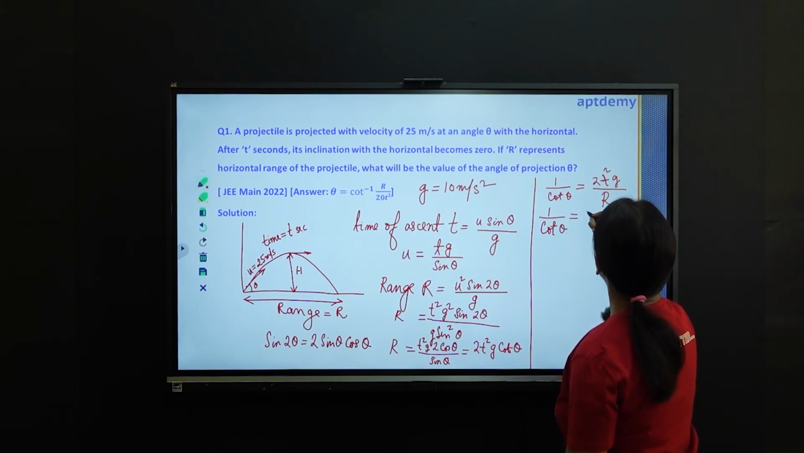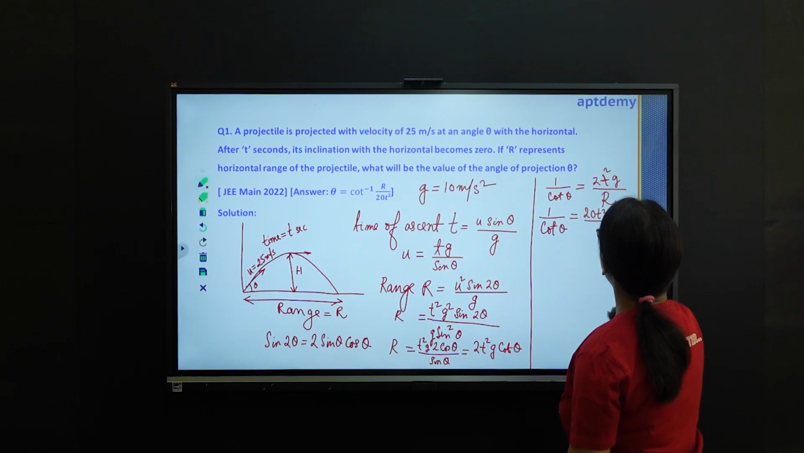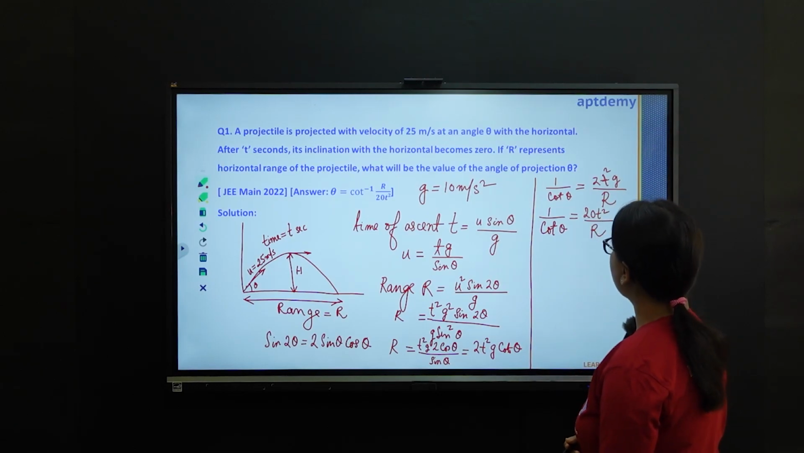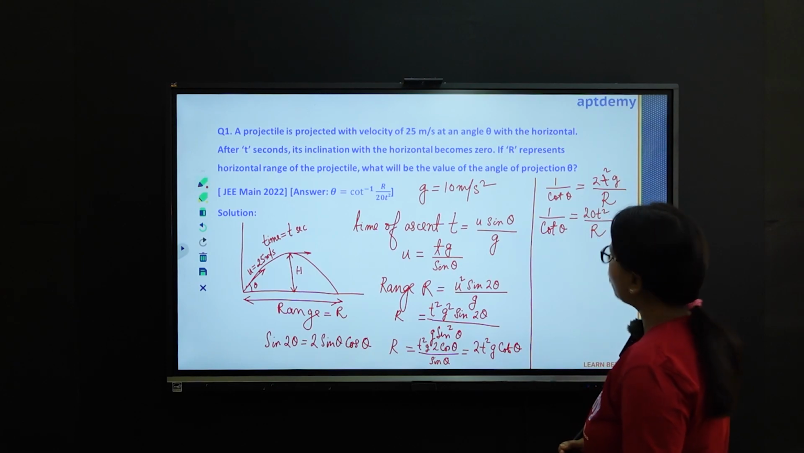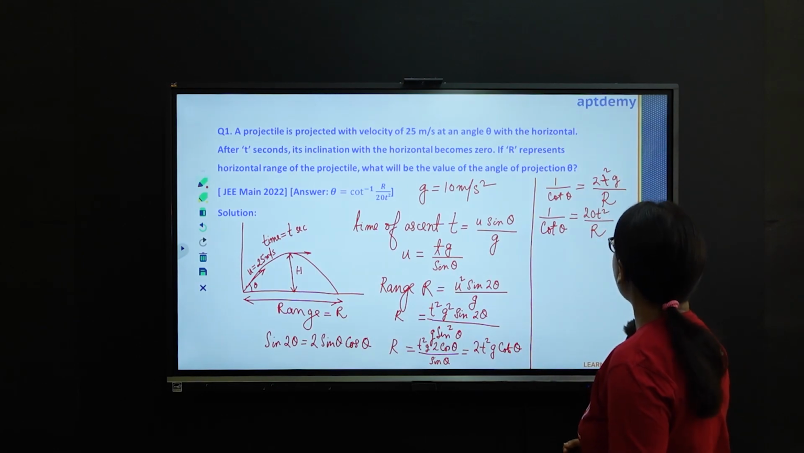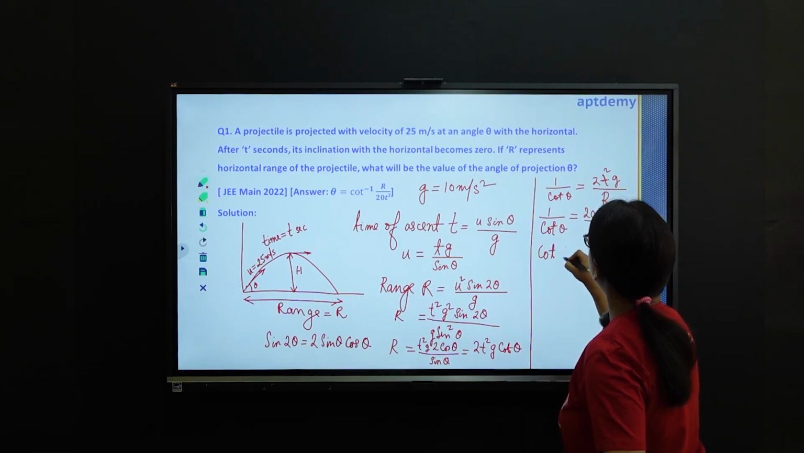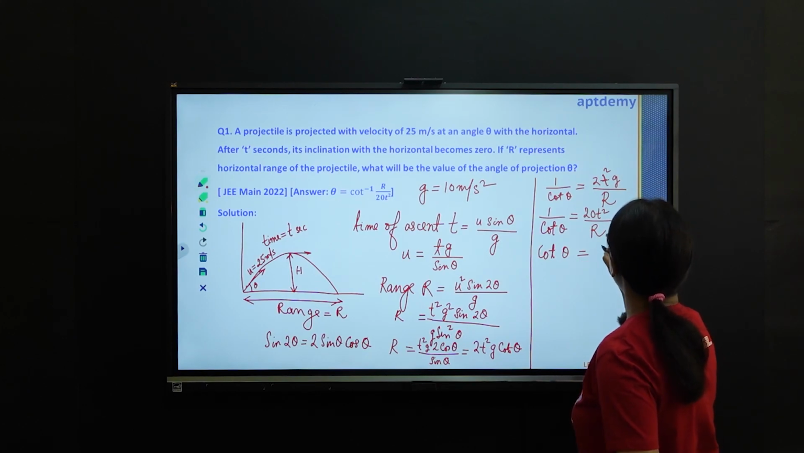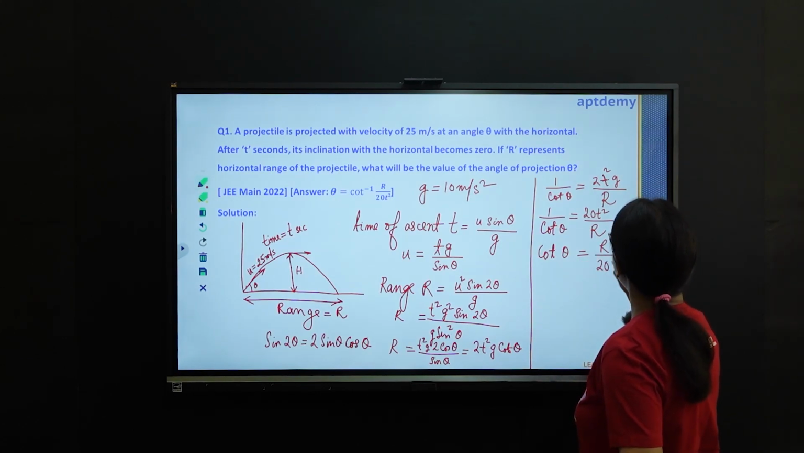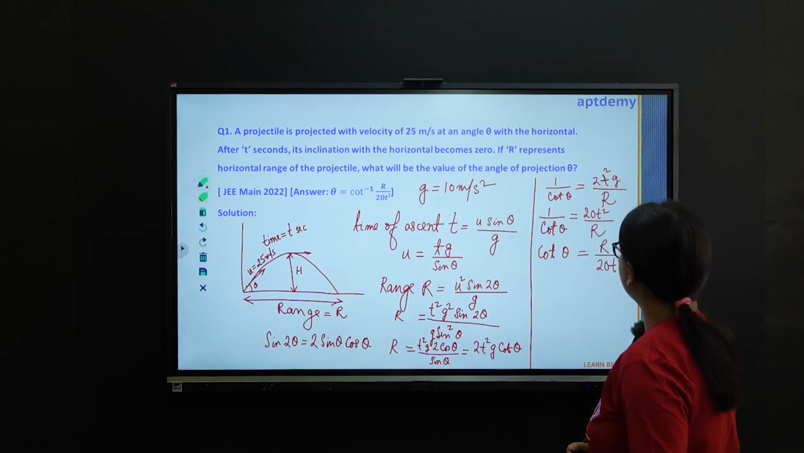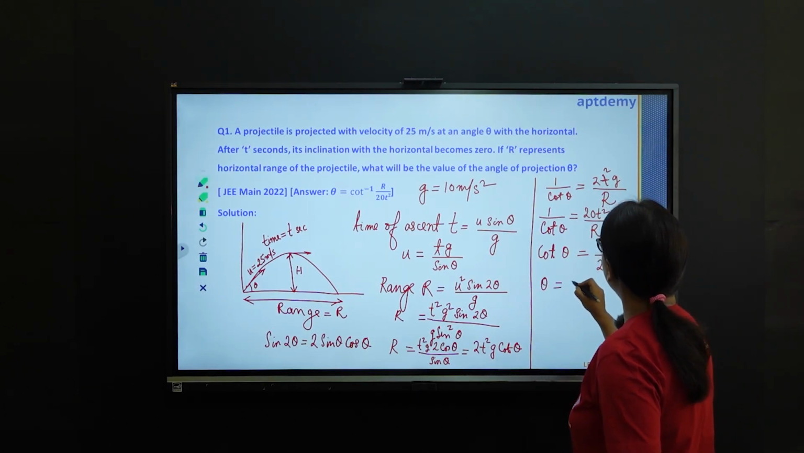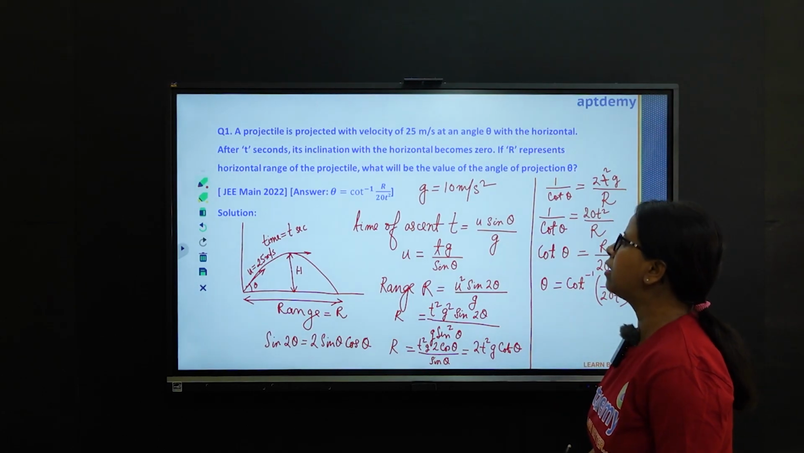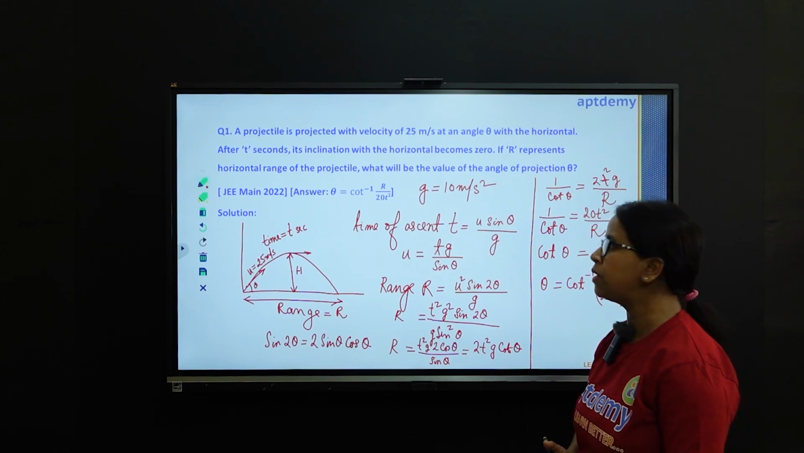We have this as 20t square by r. So this is what we have in place of cot theta, 20t square by r. So cot theta will be equal to, keeping an eye on the solution, you can see that cot theta is equal to r by 20t square. So we are very close to the answer. We have theta equals cot inverse r by 20t square. So this is the angle at which the projectile has to be projected.